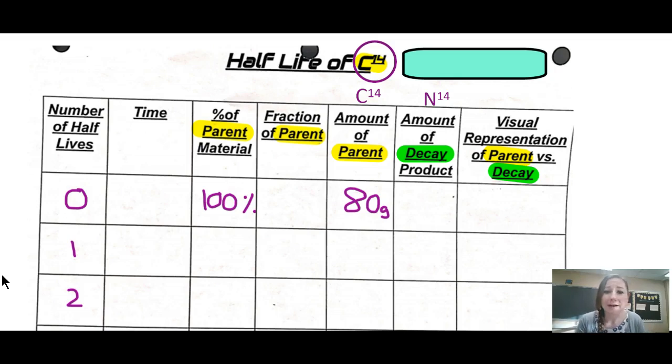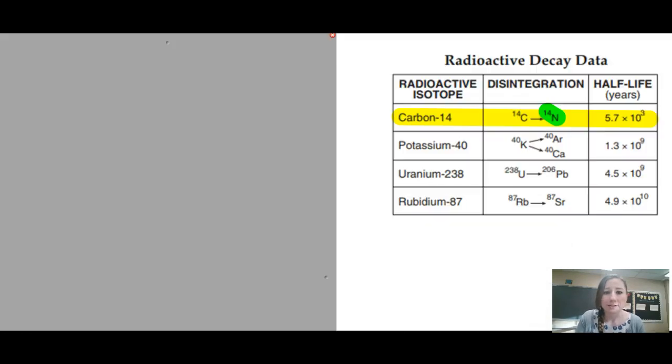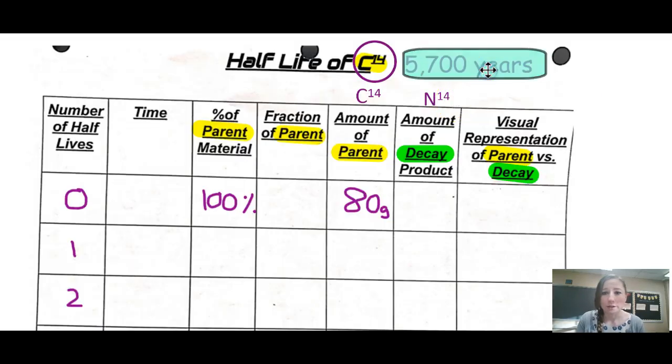This chart is talking about the half-life of carbon-14, C14. So if we take a look at our reference table, we see that carbon-14 has a half-life of 5.7 times 10 to the third years. All that means is that it takes 5,700 years for half of the carbon-14 to break down. So over here, I see 5,700 years. That's the amount of time it's going to take for one half-life.